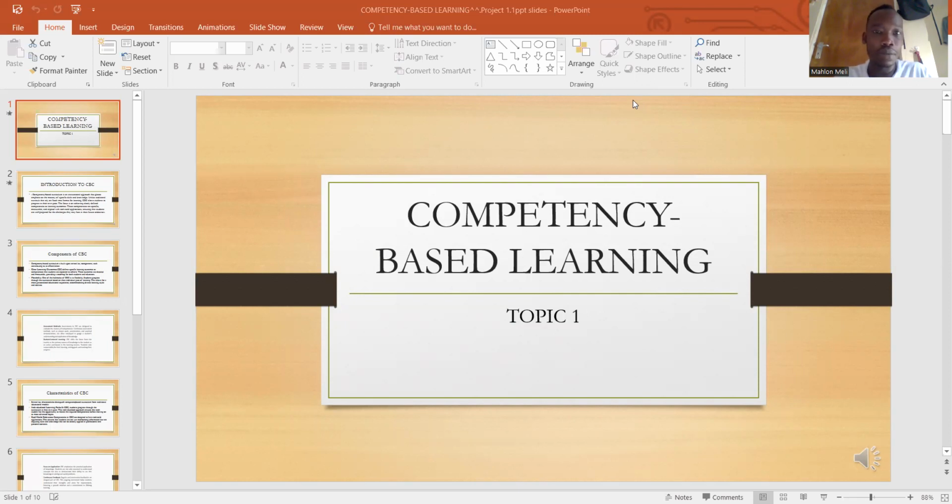Project 1.1 in the unit e-learning technology in education. This will be presenting the unit competency-based learning. Topic 1.